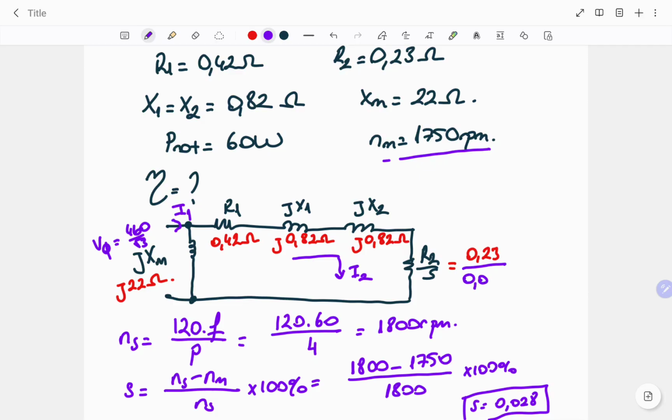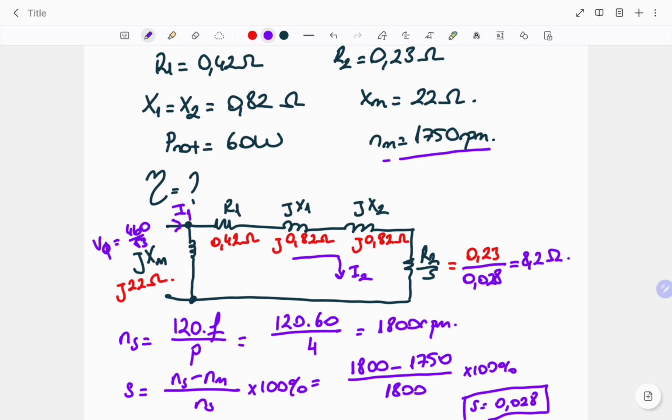So let's use the slip in the calculation of R2 over S. So 0.23 over 0.028 will be 8.2 ohms. So for the equivalent circuit, we have each parameter and we can calculate the equivalent impedance.